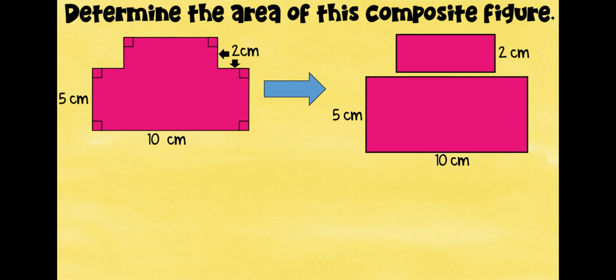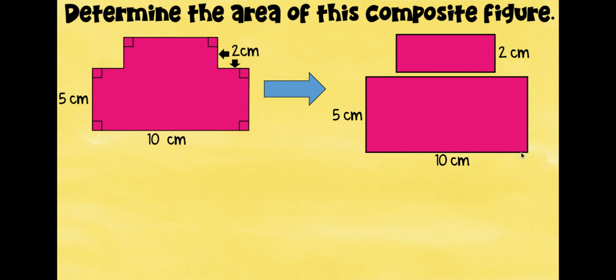Now, here's where things start to get tricky, all right? Now, we sliced off the top, and we know the bottom is 5 and 10. But for the top part up here, we just know it's 2 centimeters tall. We don't know how far across this is, so we need to become detectives in order to find that missing side. So here's what we know.